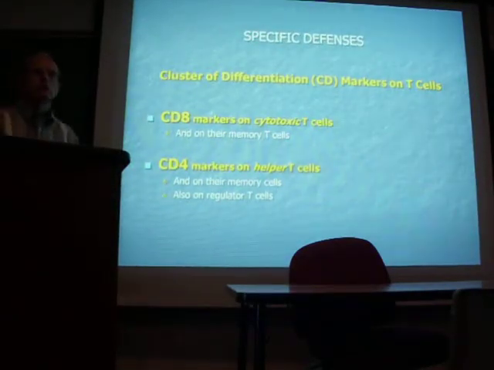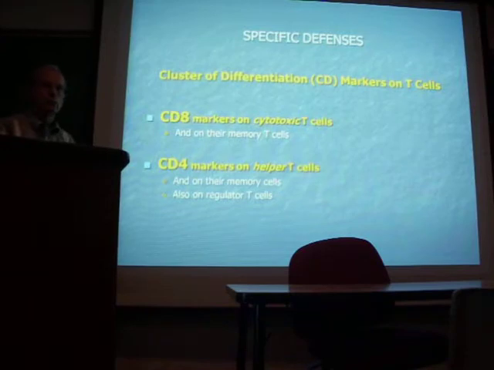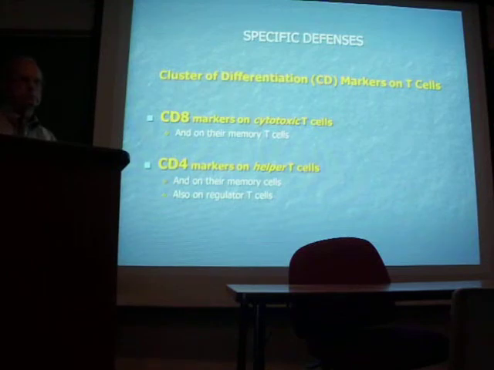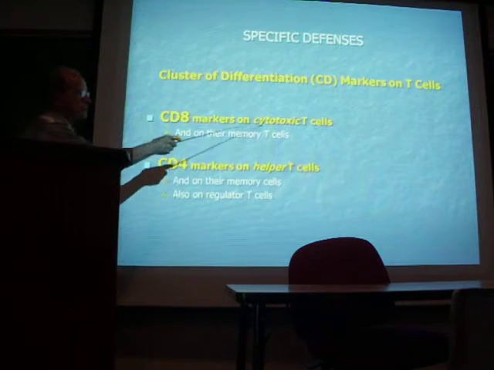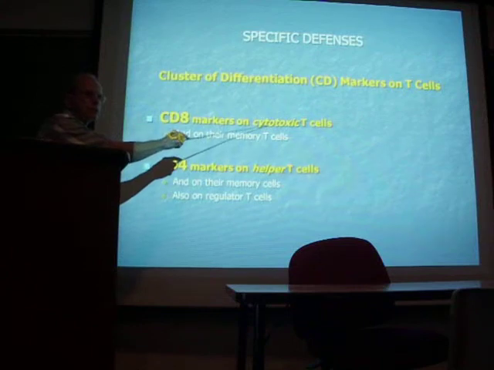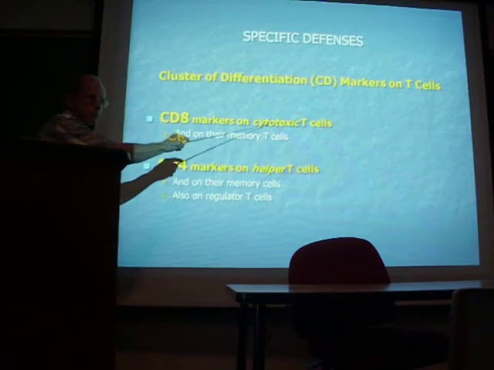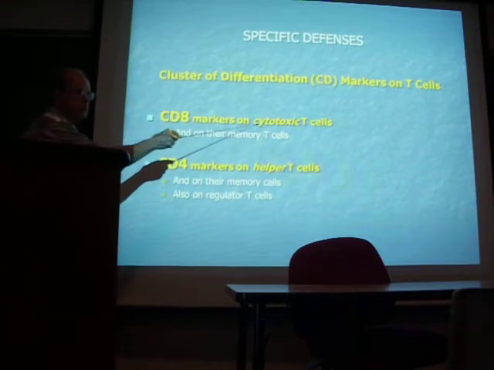Now, our T cells have certain markers in their membranes. These are called CD markers. CD stands for cluster of differentiation. There are a number of different markers, but the two that we want to talk about are CD8 and CD4. CD8 markers are present on cytotoxic T cells. Cytotoxic T cells are the ones that destroy tissue cells containing foreign antigen, CD8. CD8 markers are also on the memory cells of this kind of cell.